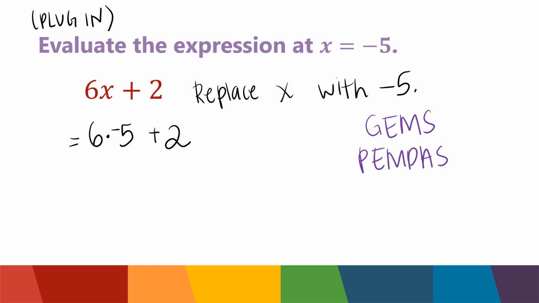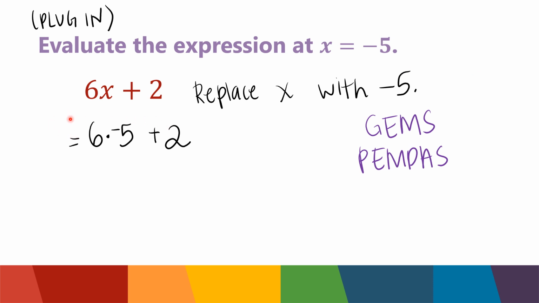So remember, GEMS and PEMDAS, that's our order of operations. The G in GEMS tells us to do grouping operations first, like parentheses, brackets, absolute values. Then we do exponents, and then multiplication and division left to right, and then subtraction and addition left to right. Same with PEMDAS: parentheses, exponents, multiplication, division, addition, subtraction.